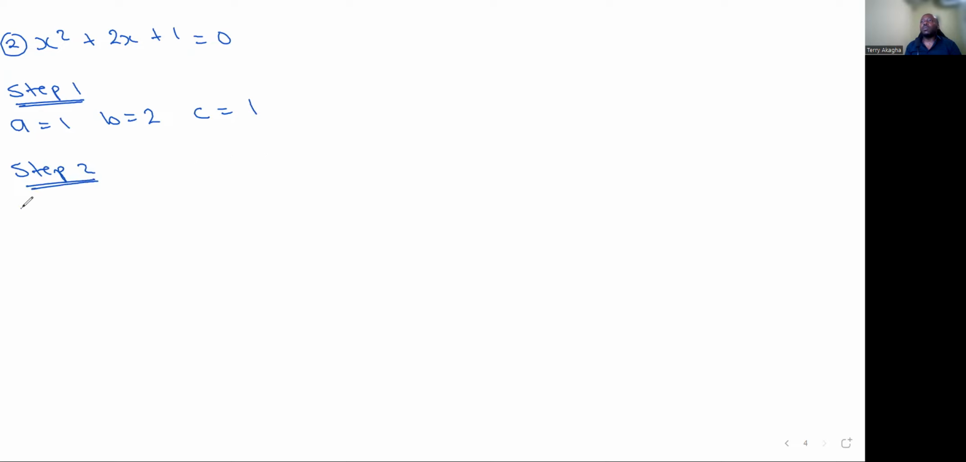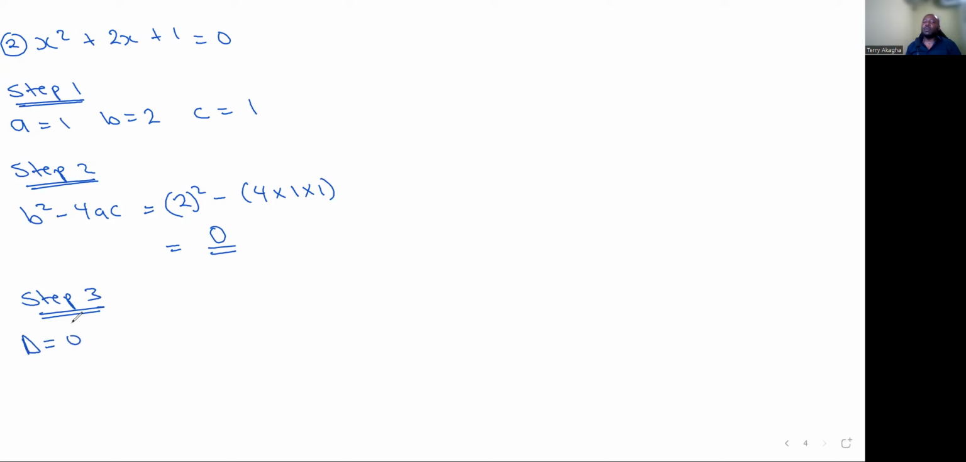We put it into the formula, which is step 2. Step 2 is b squared minus what? 4ac. Then it will give us b, which is 2, all squared minus 4 times 1 times 1. And when you put this in your calculator, it's going to give you what? 0. So step 3, we are meant to analyze. Okay, please make sure you watch the previous video, okay? So D is equal to what? 0.